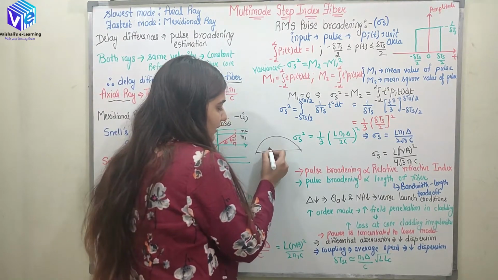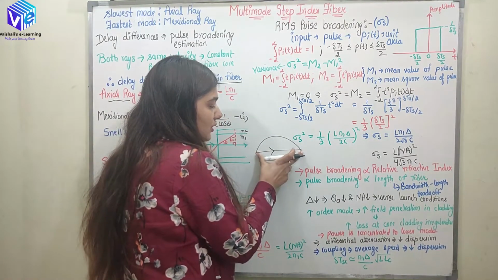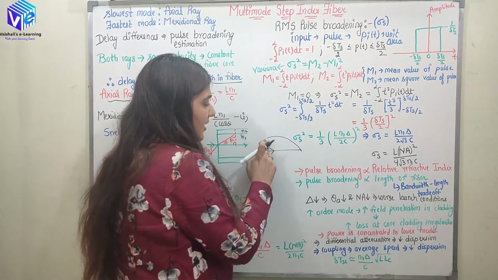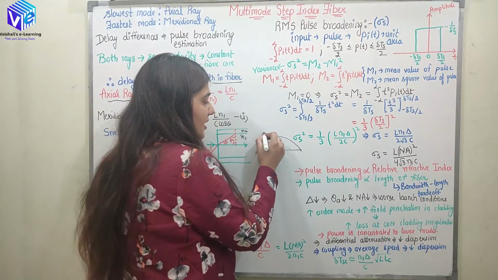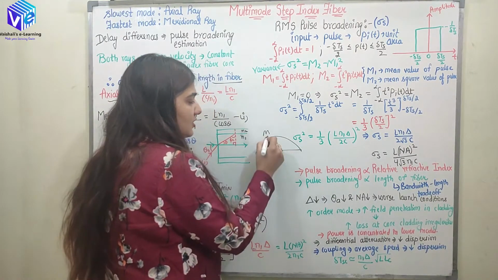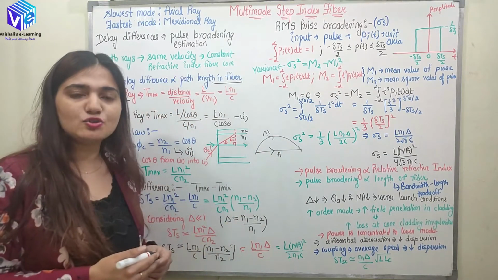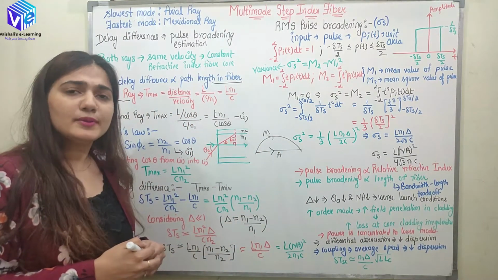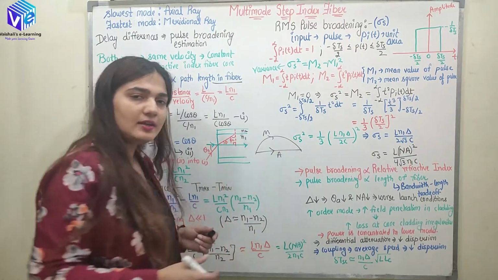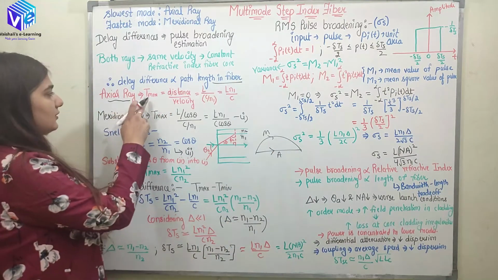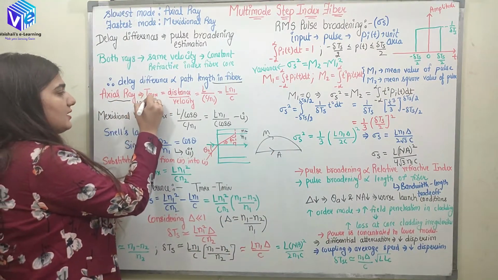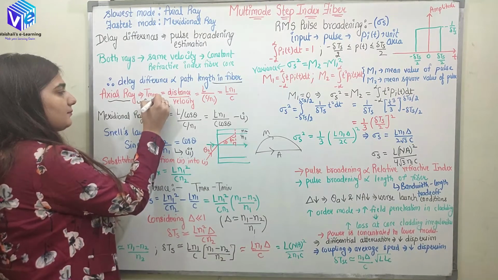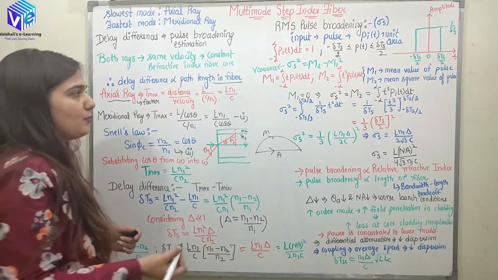It is having the lesser distance, so it is going to travel faster. It is having to travel a larger distance. This is the meridional ray, this is the axial ray. So the meridional ray, when it has to travel a larger distance with the same velocity, takes more time. So the axial ray is faster, it is taking t minimum, right? It is distance upon velocity.